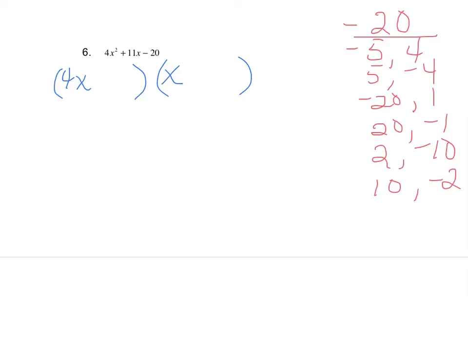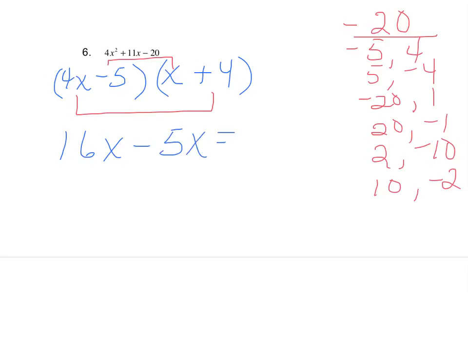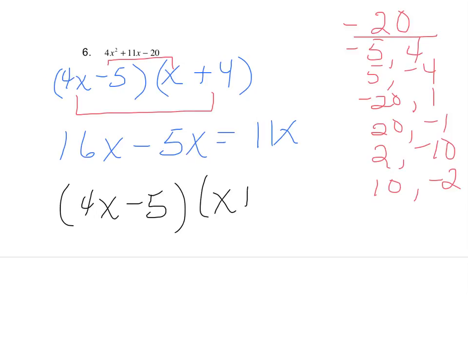So I'm going to place the negative 5 here and the positive 4 here. I'm going to do outer and inner to see if I can achieve a positive 11. 4x times 4 gives me 16x. Negative 5 times x gives me a negative 5x. If I put them together, I get a positive 11x. Boy, I got lucky. I got it on the first try. So my answer is 4x minus 5 times x plus 4.